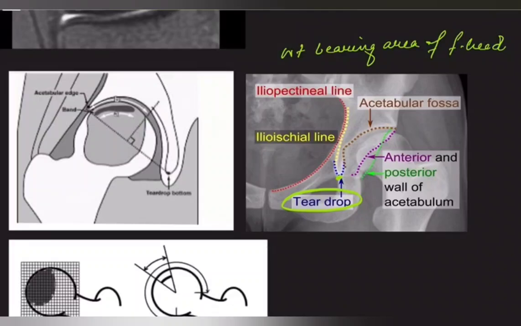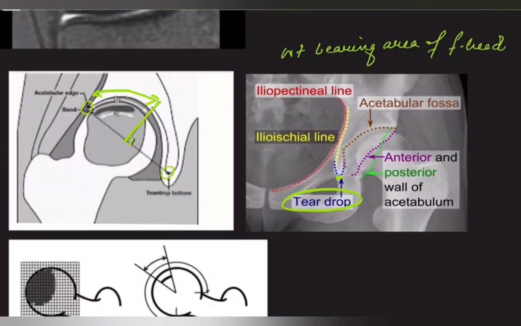So what we have to do is draw a line along the teardrop and through the acetabular edge. So this is the acetabular edge and this is the bottom of the teardrop. When we join these two points, we draw a vertical, perpendicular line through the mid part of this line, and what lies here is actually the weight bearing part of the femoral head.